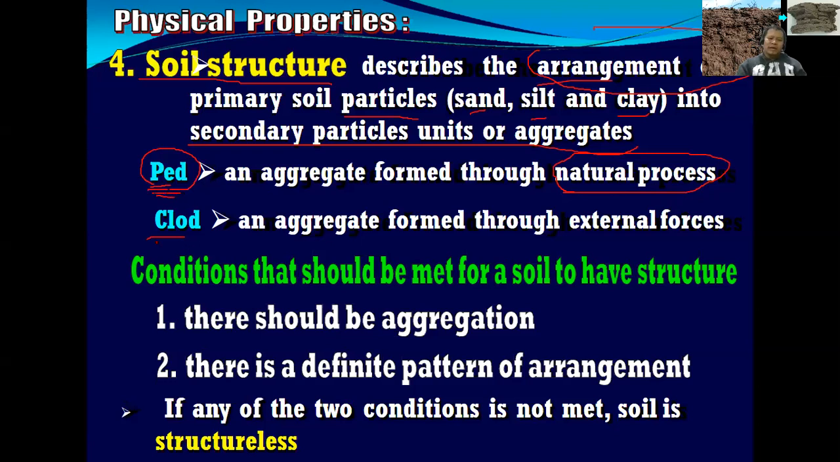The other one we have is a clod. It is also an aggregation, an aggregate formed through external forces. So there must be a force applied to the soil so that it forms into a clod. Actually, the clod in our vernacular in Mindanao, in Bisaya, is the big lumps of soil. When we plow, the soil breaks apart because of the external force. The broken soil is the clod, okay?